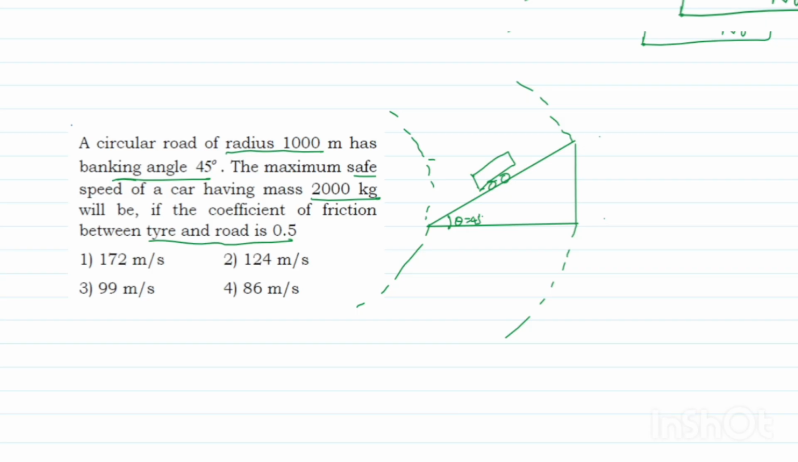At the point of contact the normal reaction is going to be acting perpendicular to the surface. This is theta, and the other angle will be 90 minus theta. This will be N cos theta and this will be N sin theta. And an outward force you can take as mv square by r, which will balance the N sin theta.